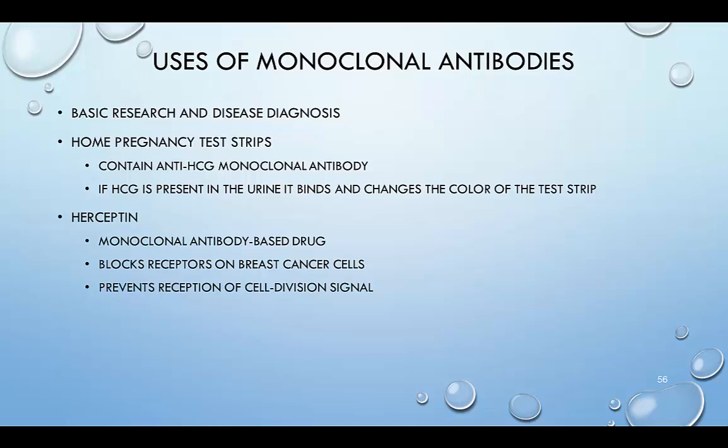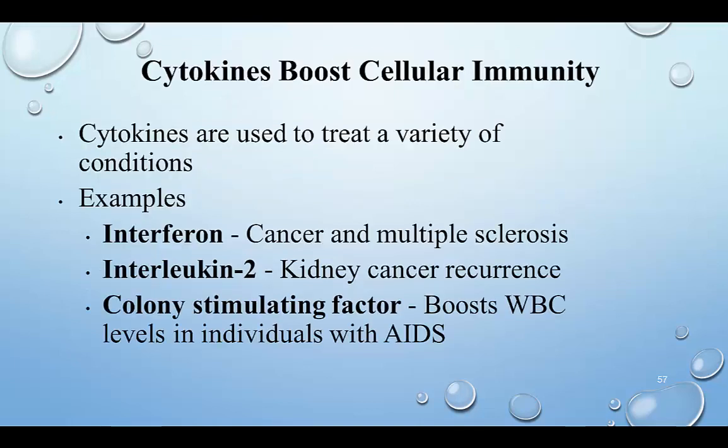We know that it can do basic research or disease diagnosing, like home pregnancy tests. Some strips contain anti-HCG monoclonal antibody, which then, if you have HCG present in your urine, will change the color of the strip. Herceptin blocks the receptors on the breast cells and prevents reception of the cell division signal. So hopefully it decreases the division of the breast cancer cell.